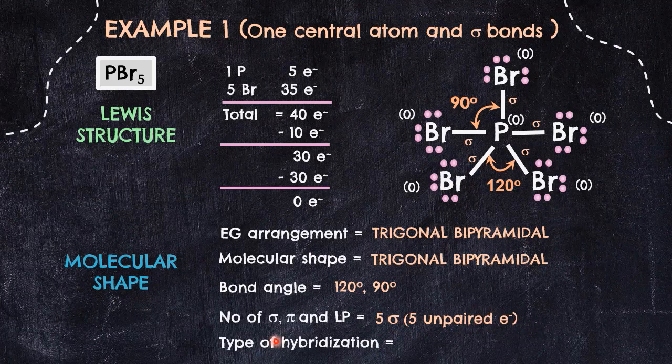A hybrid orbital only occupies sigma and lone pair electrons. Therefore, the type of hybridization will be a combination of 5 orbitals, coming from 1 s, 3 p and 1 d, hence giving hybrid orbitals of sp3d.